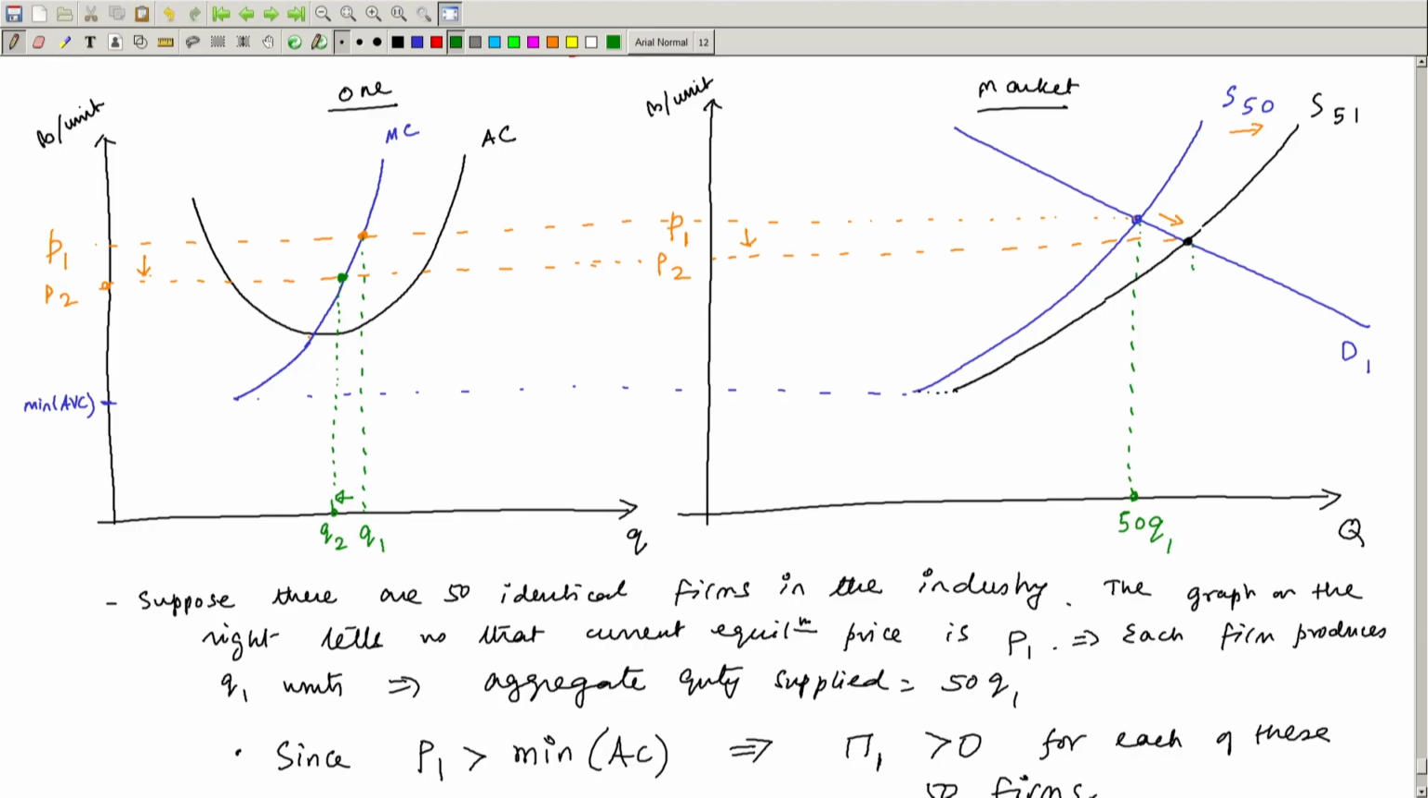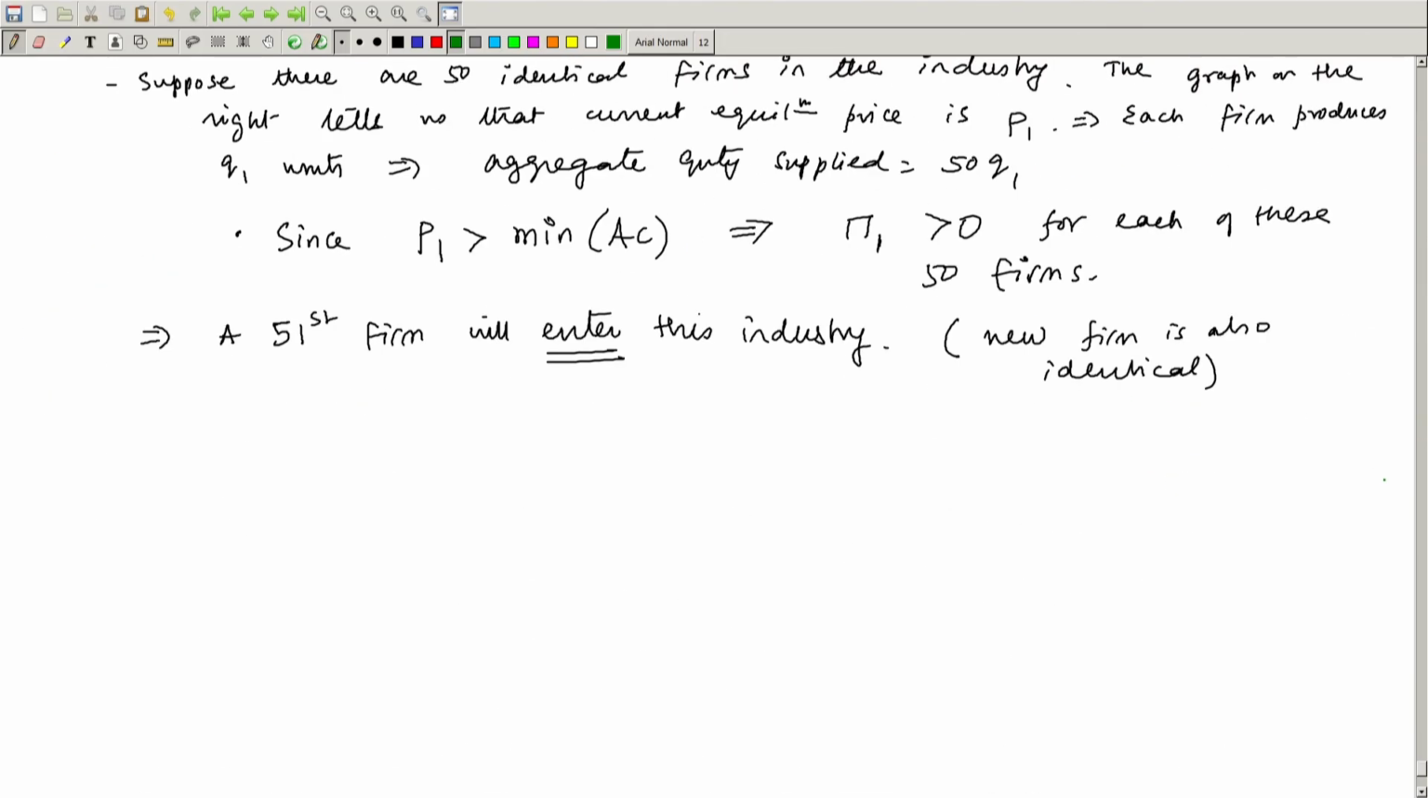However, at the aggregate level, the total quantity that is traded has increased. So, while Q2 is less than Q1, 51 times Q2 is still larger than 50 times Q1. So, more firms have entered the industry, and the equilibrium quantity demanded also has increased. The equilibrium quantity supplied also has increased, right. Now, let us just complete the chain of thought here. So, the 51st firm has entered the industry. So, P2 is now lower than P1, the price has fallen.